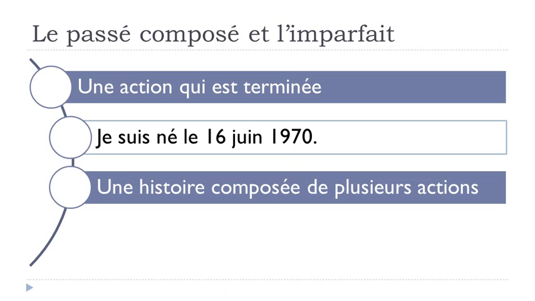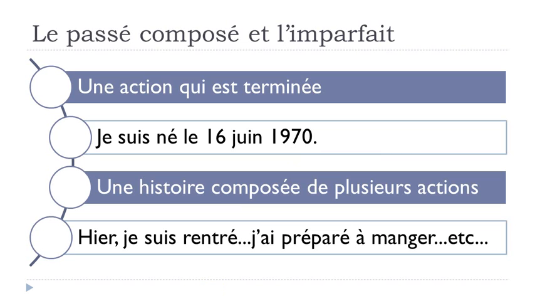Une histoire composée de plusieurs actions. Okay, so if you've got several actions in a story, then normally you should use le passé composé. For instance, hier, yesterday, je suis rentré, I came back home, j'ai préparé à manger, etc., etc. So orally you will explain to a friend or to a colleague what you've been doing yesterday, you want to introduce these actions, and in that case, that's the tense that you will use, the passé composé, all right?